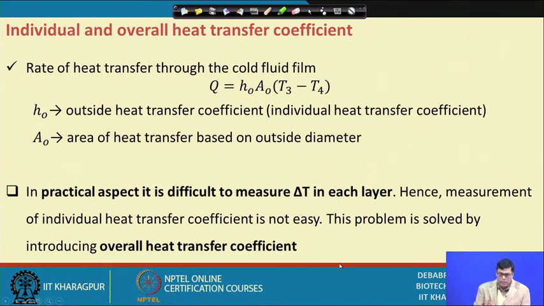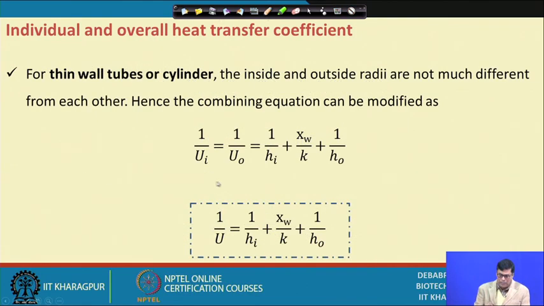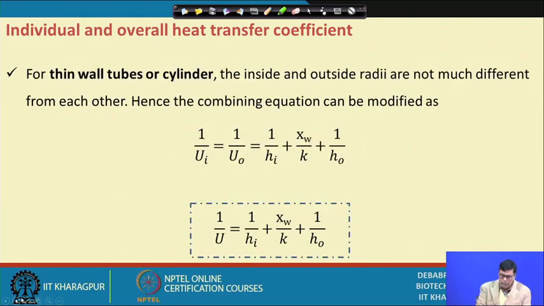And in case of rate of heat for the cold fluid, we can write Q equal to Ho into Ao into T3 minus T4. So, for the overall heat transfer, we have Q equal to Uo into Ao into T1 minus T4. Now, you combine all the equations, and we will get it in this form. Am I right? 1 by Ui Ai equal to 1 by Uo Ao equal to this plus this plus this. This is the overall equation we will get. From that, we can derive this equation.